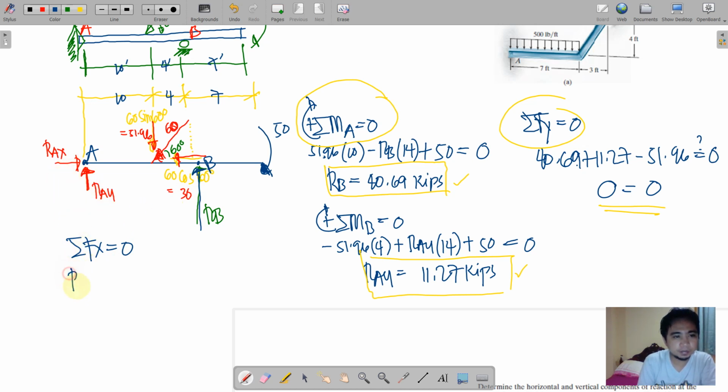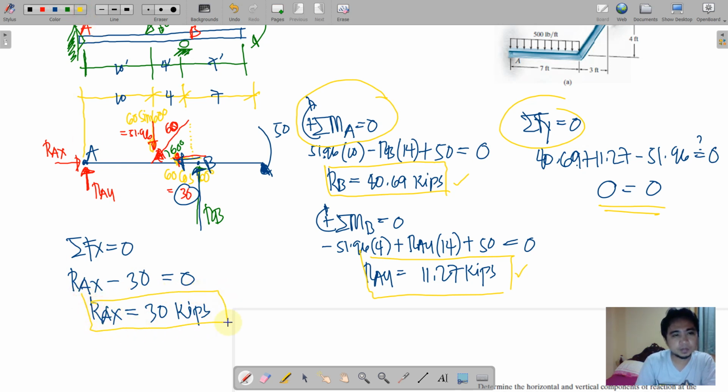Dalawa lang naman na force yan. We have RAX towards right minus the component, this is 30, okay? Leftwards 30, okay? So minus 30 is equal to 0. So basically, RAX is just equal to 30 kips, okay? Finally, kompleto na yung reaction natin, pero itong RAX tsaka RAY will have a resultant on A. Okay?